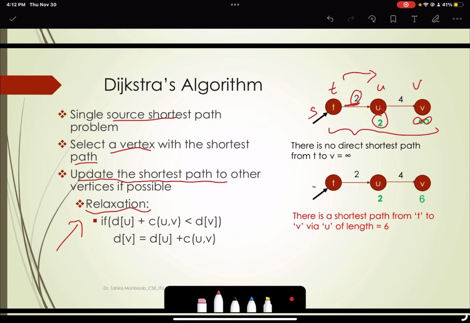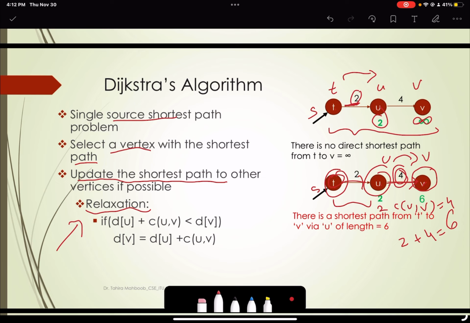Once we have reached U from T, our vertex V is visible, so we can calculate the cost of going from U to V. The cost is 4. So the total distance to reach V from T will be the distance that we have here, that is 2, plus the distance that we have here, 4, which is the cost of going from U to V. It is 6.